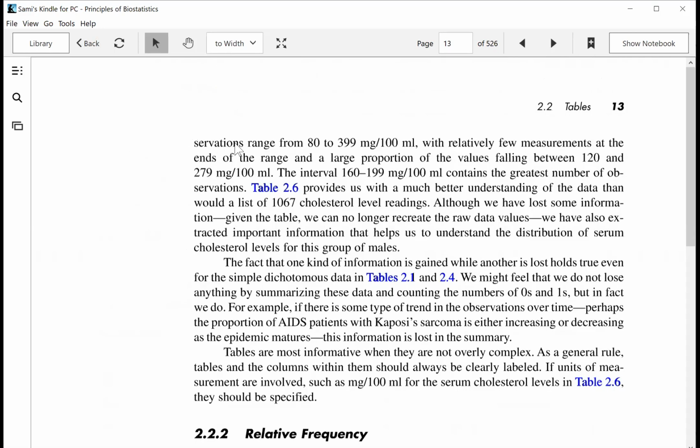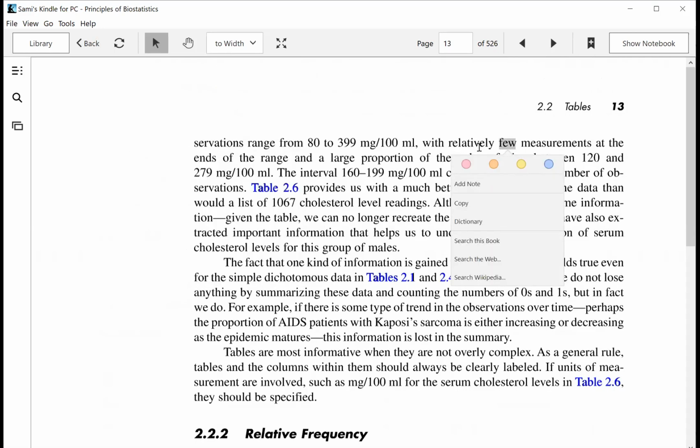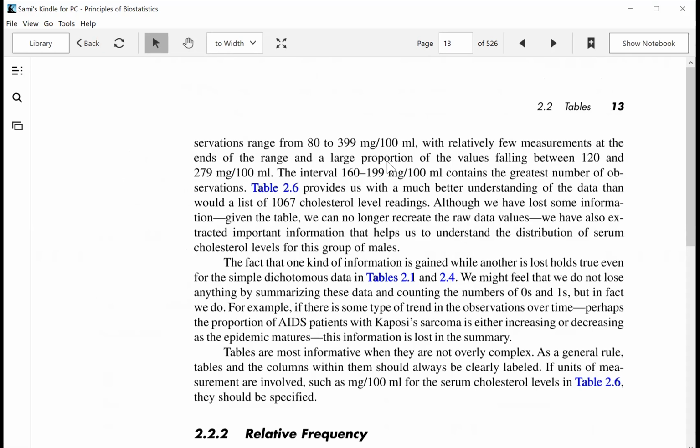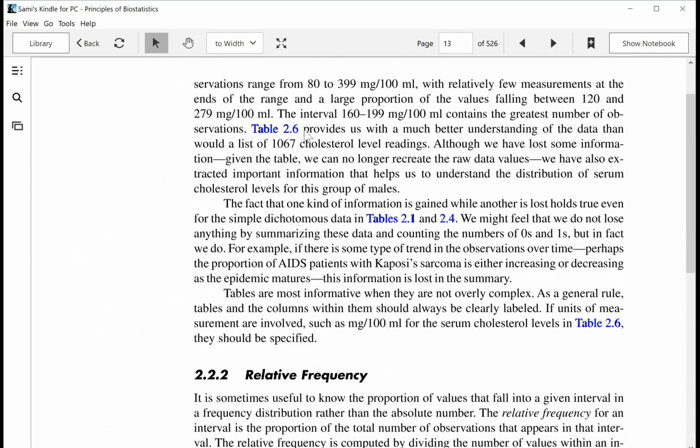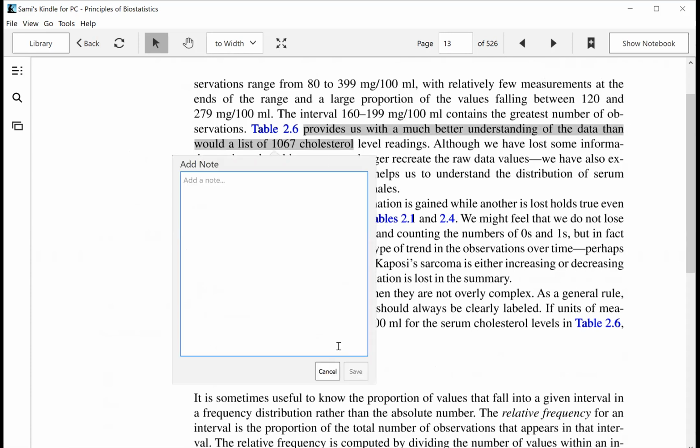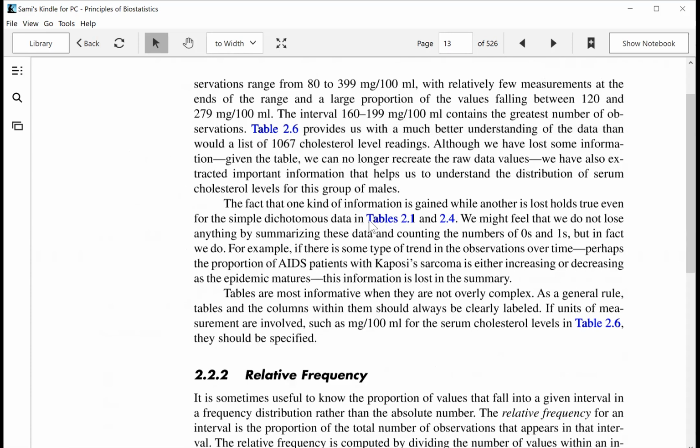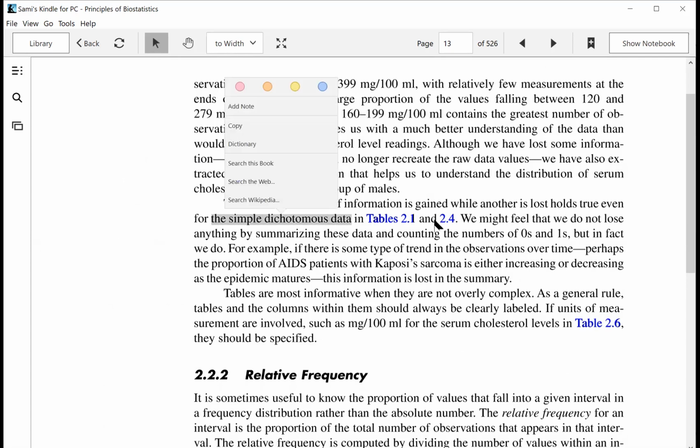So observations range widely, with relatively few measurements at the ends of the range and a large proportion of values falling in the middle. Table 2.6 provides us with a much better understanding of the data than would a list of cholesterol level readings. In tables 2.1 and 2.4, the fact that one kind of information is gained while another is lost holds true even for the simplest dichotomous data.